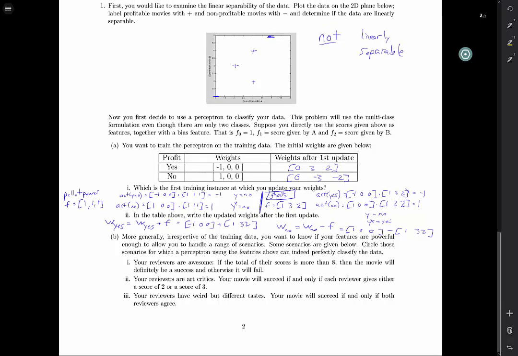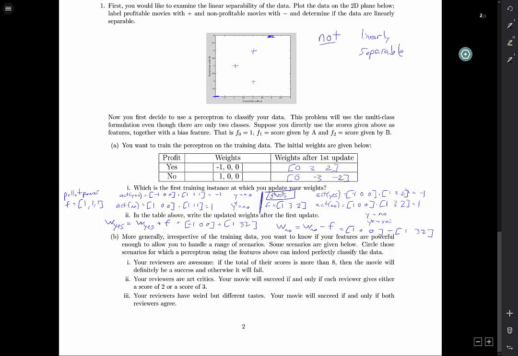Okay, so now in part B, they're going to ask us some more general questions. More generally, irrespective of the training data, you want to know if your features are powerful enough to allow you to handle a range of scenarios. Some scenarios are given below. Circle those scenarios for which a perceptron using the features above can indeed perfectly classify the data.